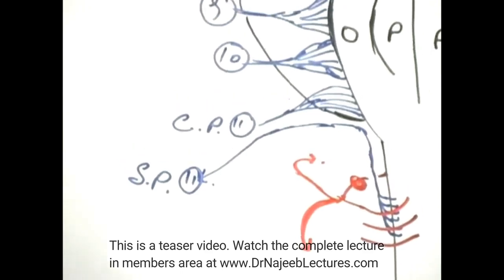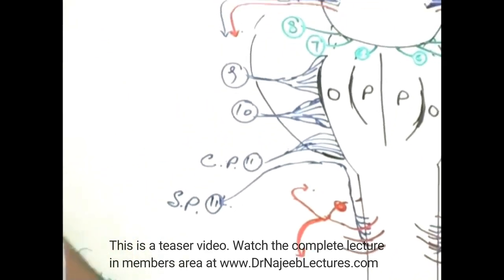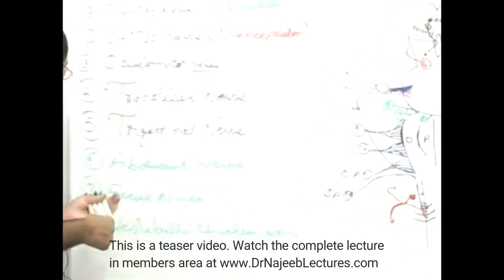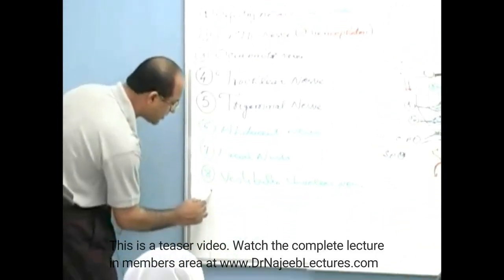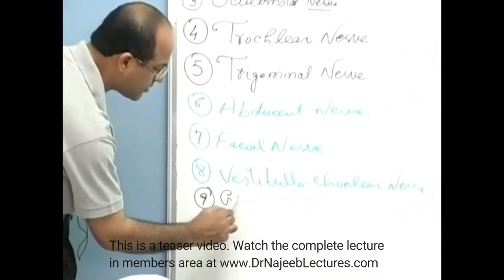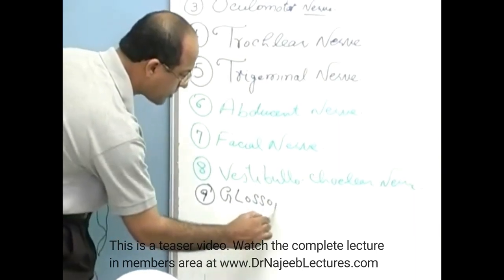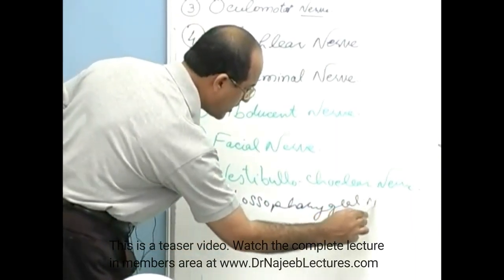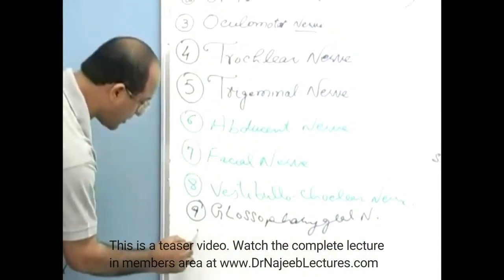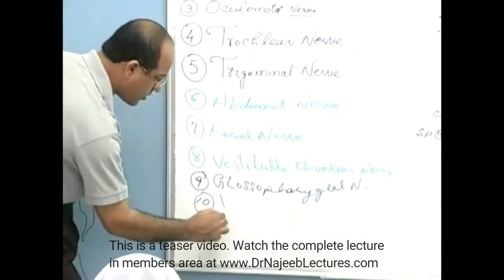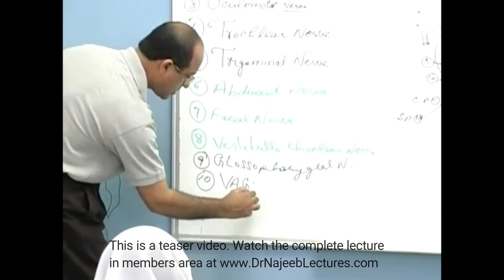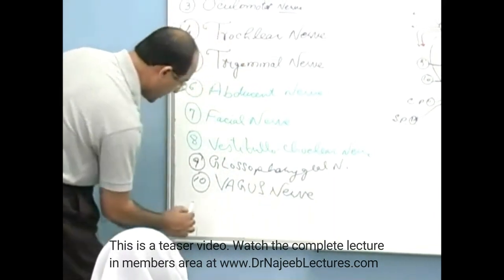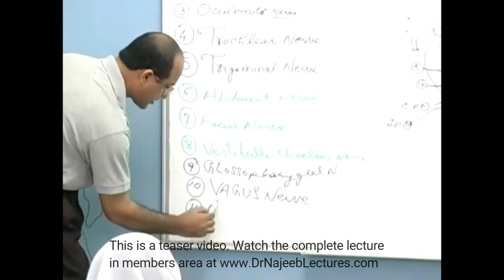Now we are left with one cranial nerve pair. Which one is the last one? 12th nerve, right? And okay, first you write down the names. Name of the 9th nerve is? Glossopharyngeal nerve. And 10th nerve is? Vagus nerve. And 11th nerve is accessory nerve.